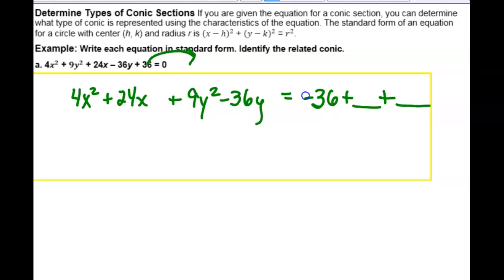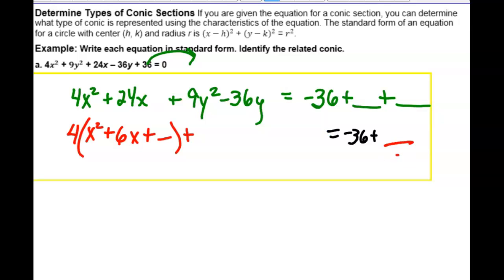A negative 36, okay. Then you're going to take the 4 out because you can only complete the square when there is a coefficient of 1. But you do have to factor it out of both of these. And then you put a blank in. I'm going to need to add it on this side. These two back here, I'm taking a 9 out. And then I'm going to add something over here.